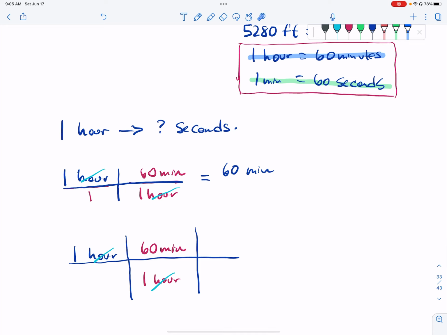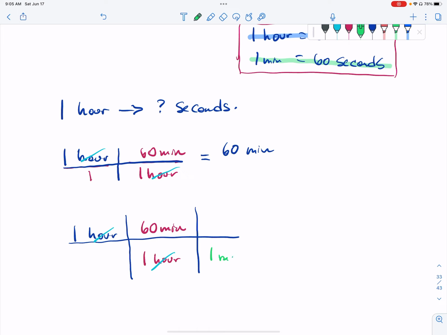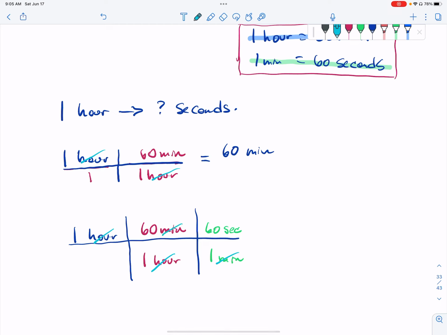I've got 1 minute is equal to 60 seconds. So I'm going to put 1 minute on the bottom and then 60 seconds, what it corresponds to, on the top. And then again, we can see that the minutes and the minutes here cancel. And if you look at the whole entire thing, you can see that the only unit that's left over is seconds, which is what we want.